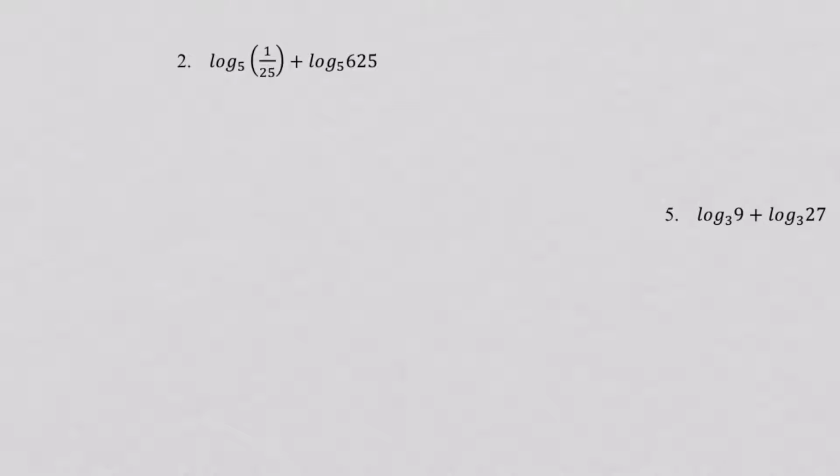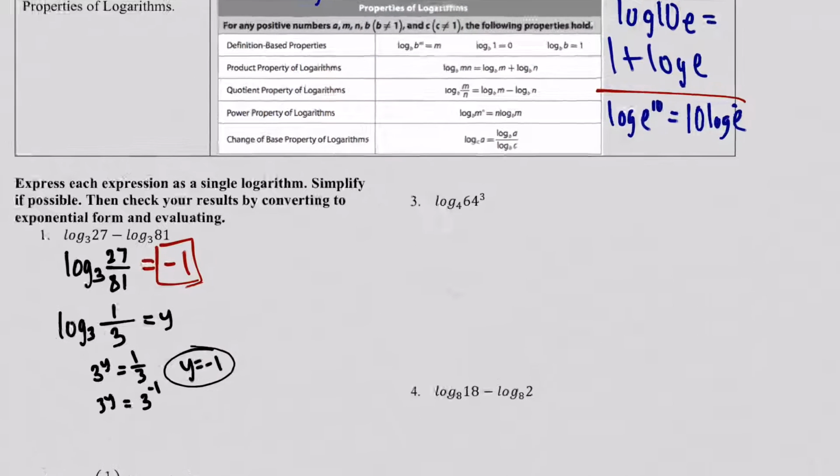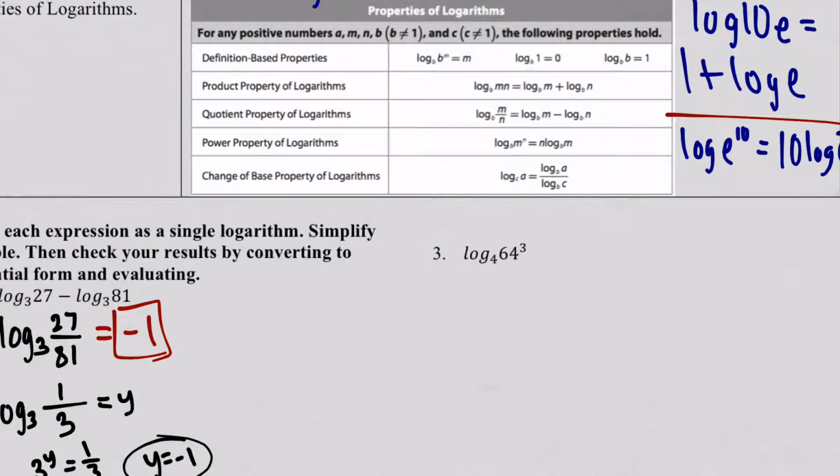All right, let's do another one. Same idea. So I see here that I have log base 5 of 1 over 25 plus log base 5 of 625. So once again, I notice that I have two logs that have the same base. So I'm going to go up here and look at my properties. I'm adding these two logs. And is there something up here that looks like that? Yeah, you should see this one, right? Two logs being added with the same base. That's exactly what that one looks like.